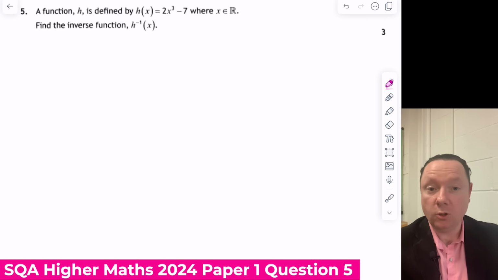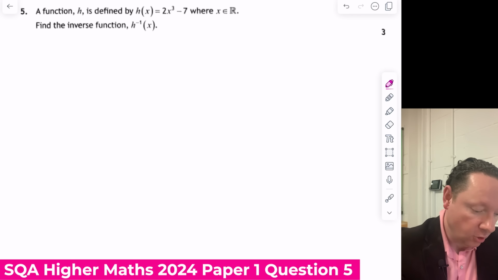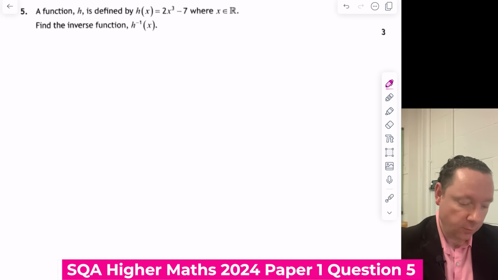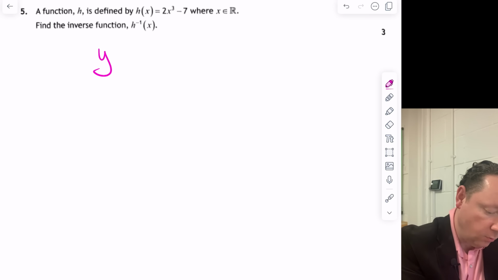SQA Higher Maths 2024 Paper 1 Question 5. Function h is defined as h of x is 2x cubed minus 7. Find the inverse function h minus 1 of x. So I'll just start with y equals 2x cubed minus 7.